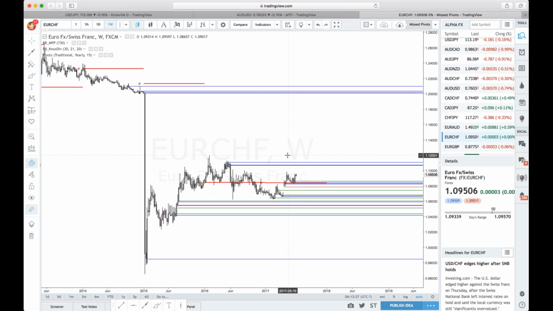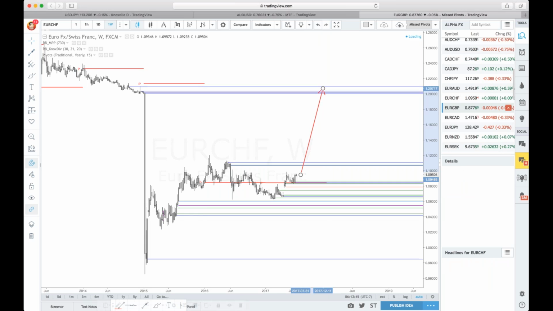Compared to this is a really interesting one. The Euro-Swiss franc. Remember back when the Swiss National Bank reset the peg? Well, it missed the 2015 yearly pivot. Don't make any mistake. It will eventually get back to that level. It might take 10 years, but it's going to get back to that level.